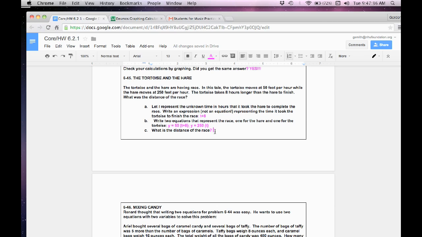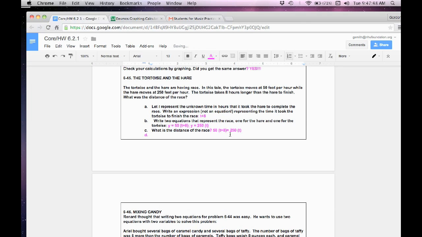We're using the equal values method here, so I'm going to take this expression and set it equal to this expression. And so what we get here is a new equation that does not include y, so it's solvable. First thing I'm going to do is distribute. We're going to distribute the 50, and when 50 multiplies by the t, it's going to be 50t. And then it's going to be 50 times 8, so that's 50t plus 400 will be equal to 250t.